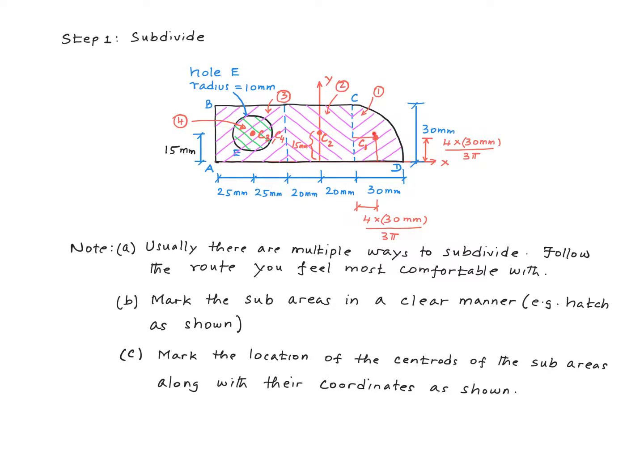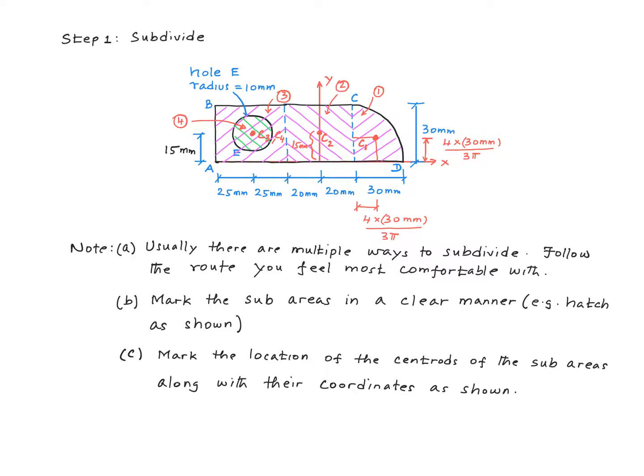In this example, C1 is the centroid of this quarter circle, and from the formula that I have shown in the previous slide, we know this distance is supposed to be 4r over 3 pi, where r is the radius of that quarter circle, and in this case is 30 millimeters. So this distance is 4 times 30 millimeters divided by 3 pi, and similarly this distance is exactly equal, 4 times r divided by 3 pi.